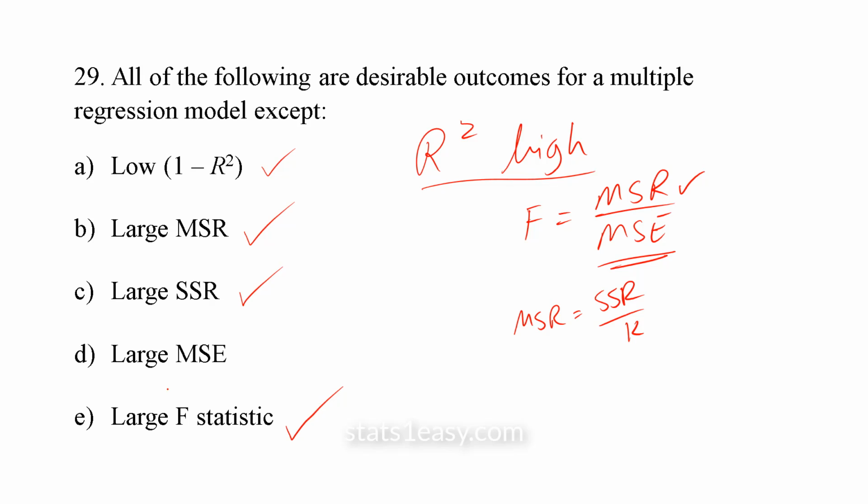So what we don't want is a large MSE. A large MSE here will make F small, and if F is small, we will not reject the null hypothesis and the model may not be valid. So the answer here is large MSE.